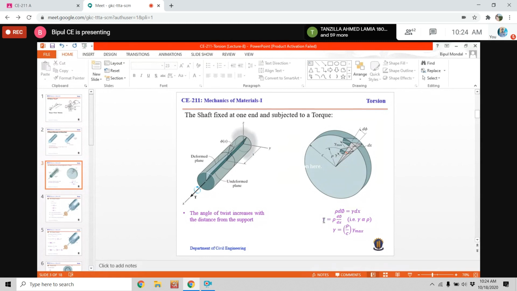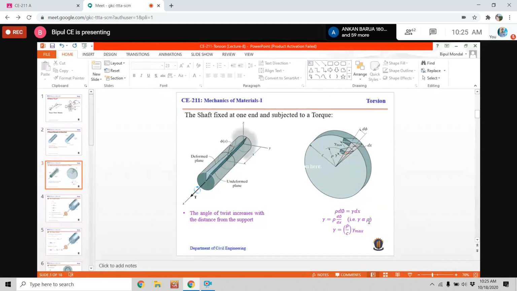Therefore, gamma, that means shearing strain, is proportional to rho, because d phi by dx is a constant. So gamma equals k rho, where k is a constant, and we can determine the constant by applying a boundary condition.